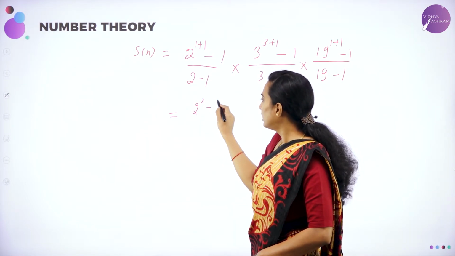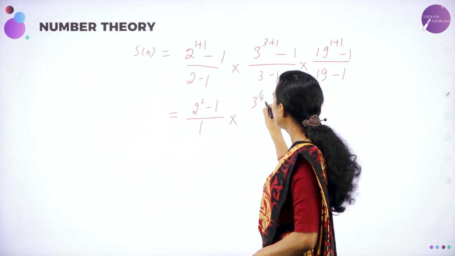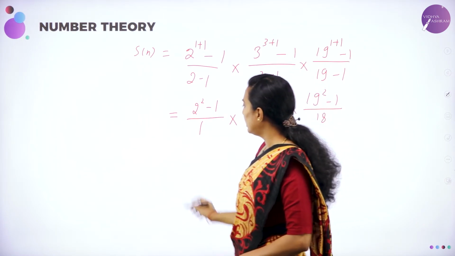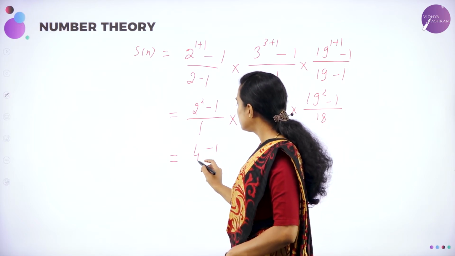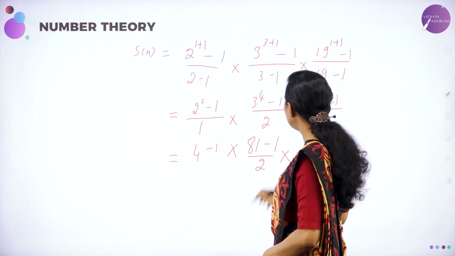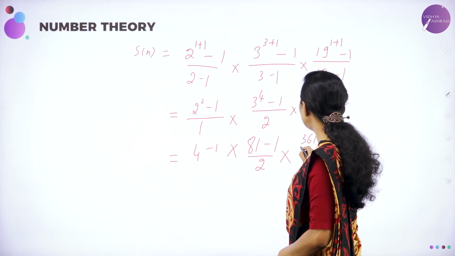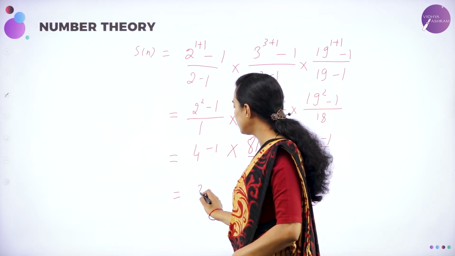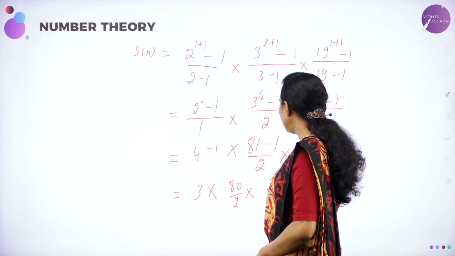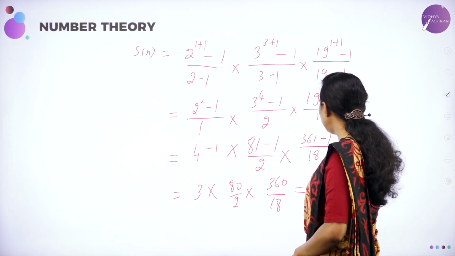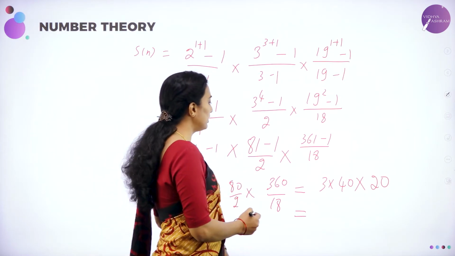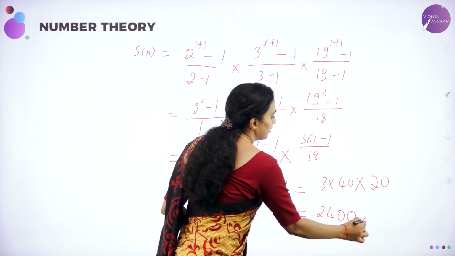Next will be solving this. 2 to the power of 2 minus 1 divided by 2 minus 1 is 1, into 3 to the power of 4 minus 1 divided by 2, into 19 to the power of 2 minus 1 divided by 18. Right, which is equal to 4 minus 1 divided by 1 is 1 only, into 3 to the power of 4 is 81 minus 1 divided by 2, into 19 squared is nothing but 361 minus 1 divided by 18, which is equal to 4 minus 1 is 3, into 81 minus 1 is 80 divided by 2, into 360 divided by 18. So the answer will be 3 into 2 4s are 8, 40, into 18 2s are 36, which is 20. So the answer will be equal to 2400. This is your S of n.